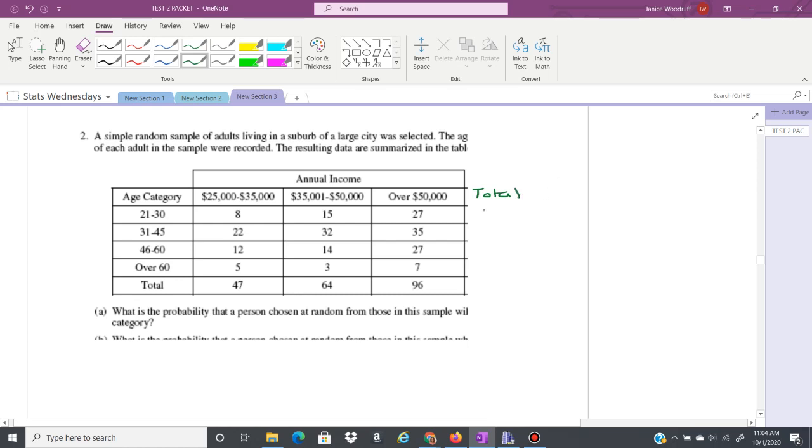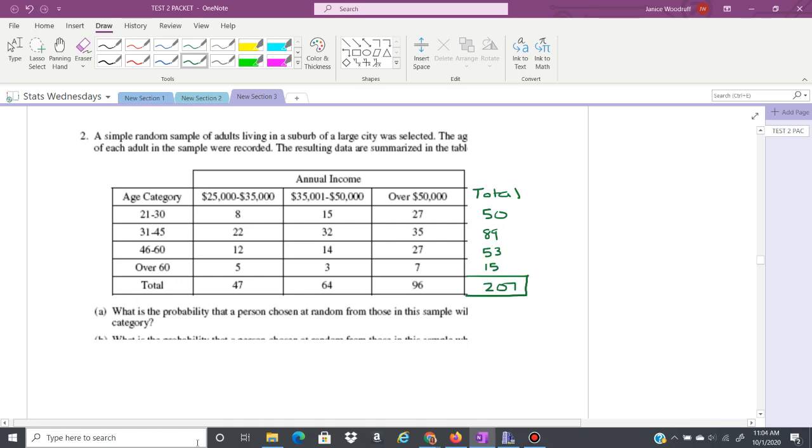Let's see, what was this? This was 50, 89, 53, 15, and 207. So there were 207 total that were surveyed.